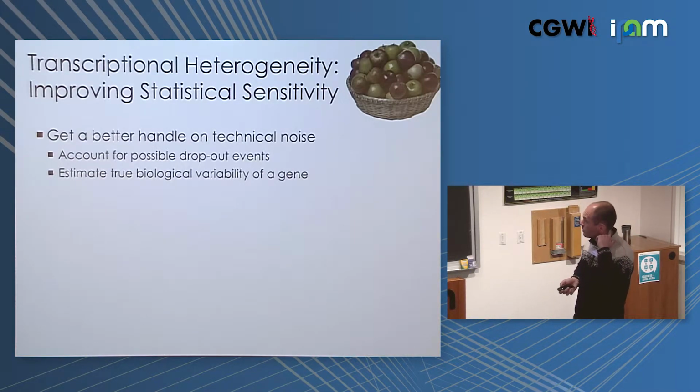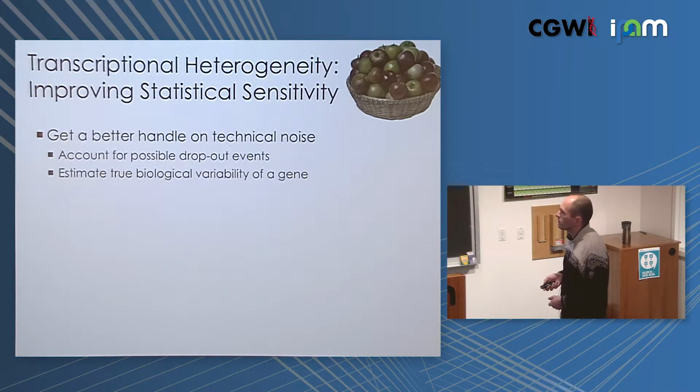Okay, so we can get a better handle on technical noise by basically describing it using some kind of a model. And the first thing we'd like to do really is characterize, what do we have in this kind of a mixture? Given this basket of apples, we'd like to know, what types of apples are there, green, red, if they're rare apples, we'd like to know that too. We also would like to know, what characteristics actually distinguish them.